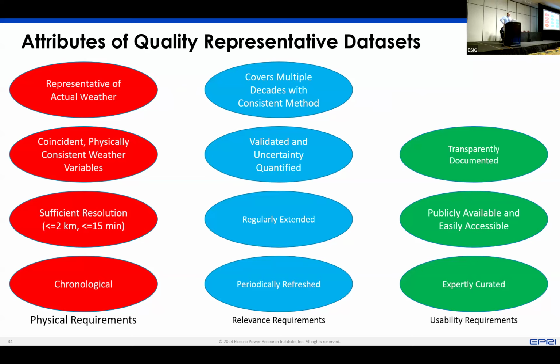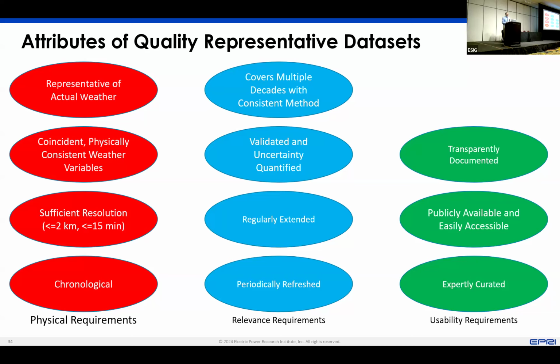But I did a report for ESIG where we had a task force that pulled together all the ideas of what we needed out of quality data sets, and this is sort of a summary of what we came up with. There are physical requirements, relevancy requirements, and usability requirements. I'm going to try and hit on a few of these today and explain why they can create such significant issues in our meteorological data sets.